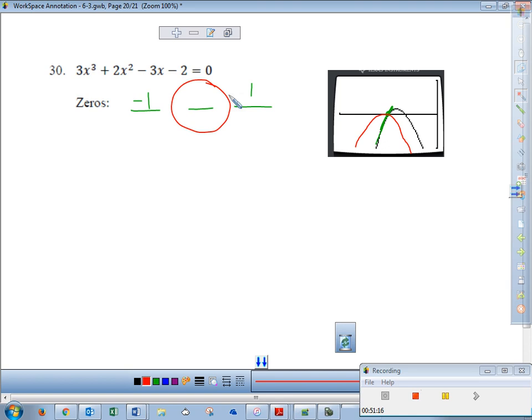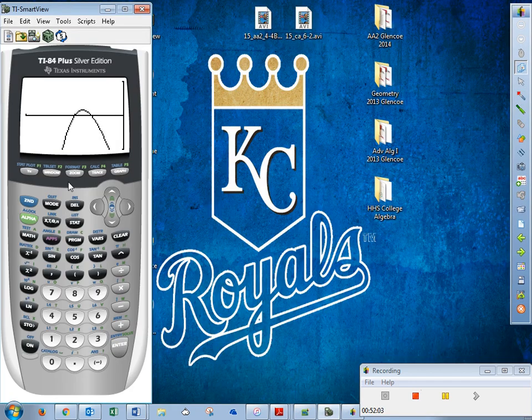1. Can it be imaginary? Imaginary roots come in pairs. Can it be imaginary? Can it be irrational? Irrational roots come in pairs. So it's got to be rational. So go to your calculator and calculate it. Second, calculate the intersection of that and y equals 0. First curve, second curve. I want to know where it's at.